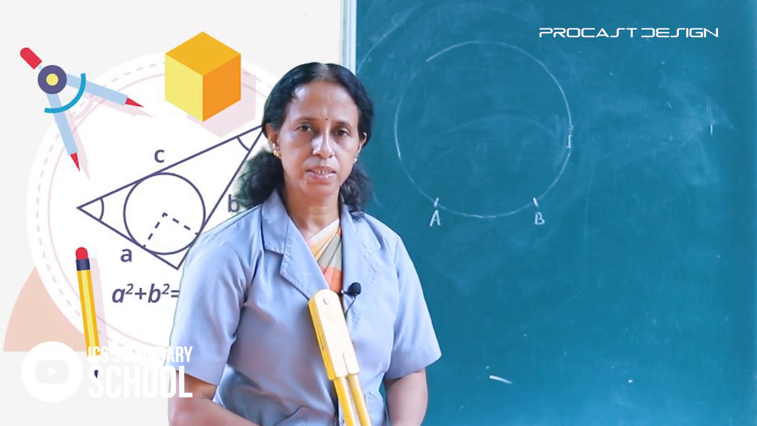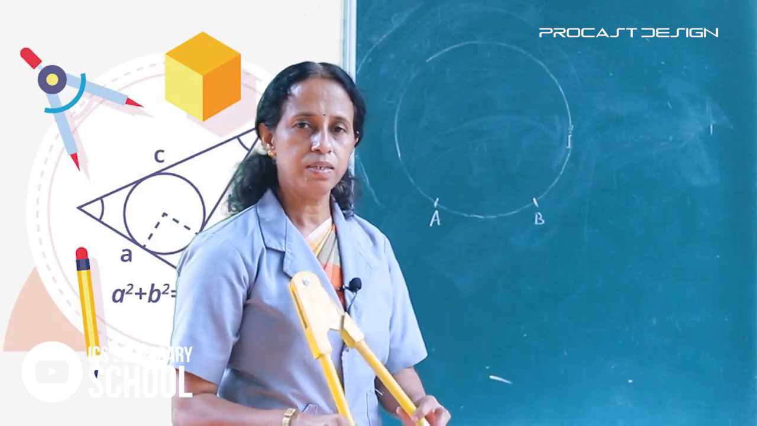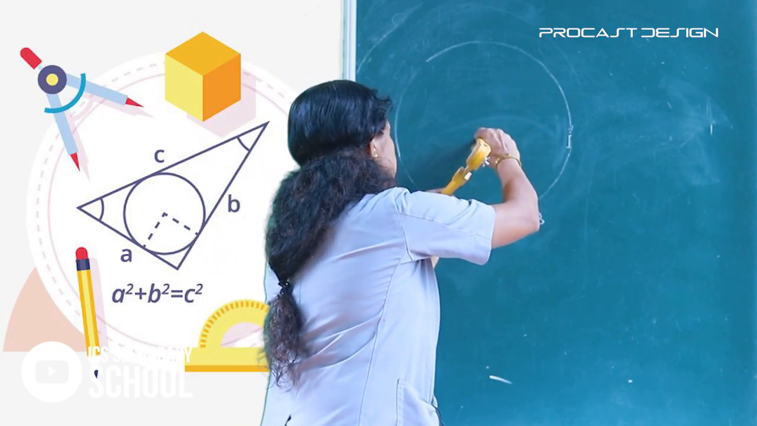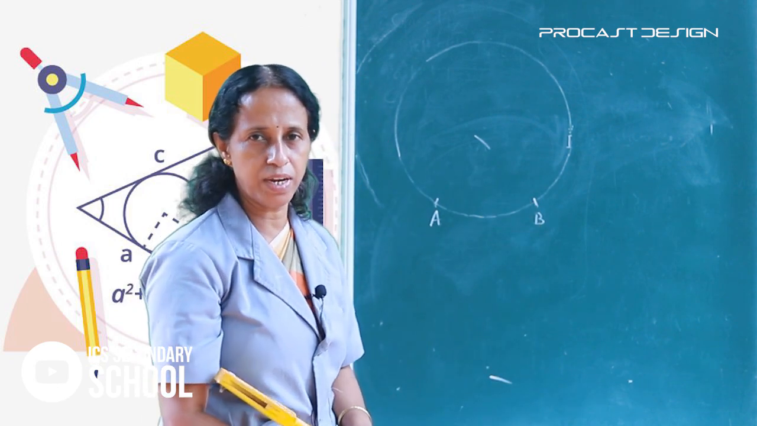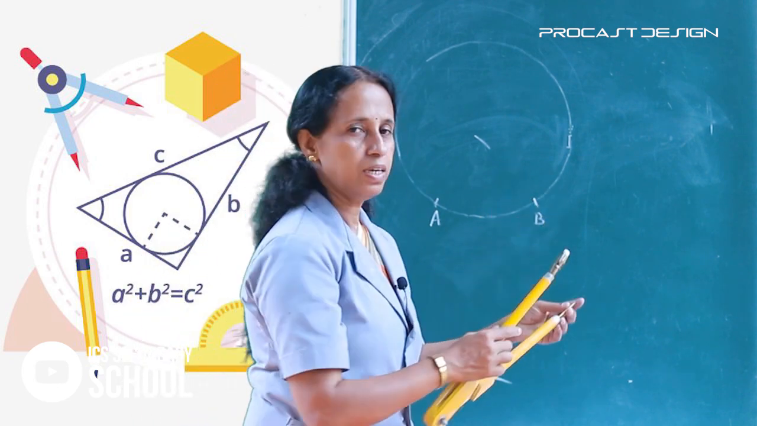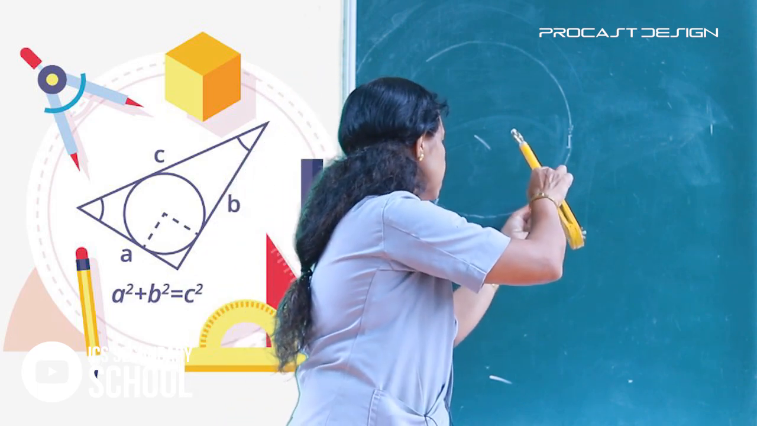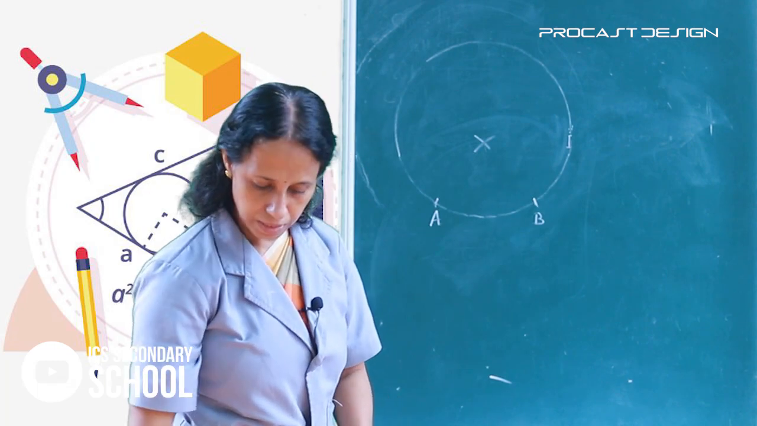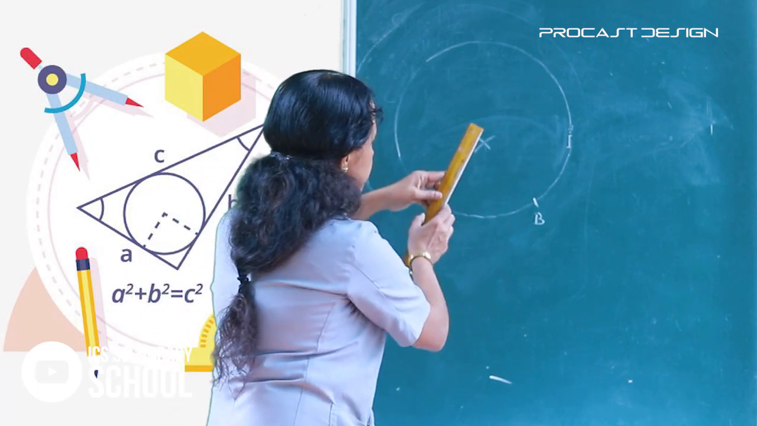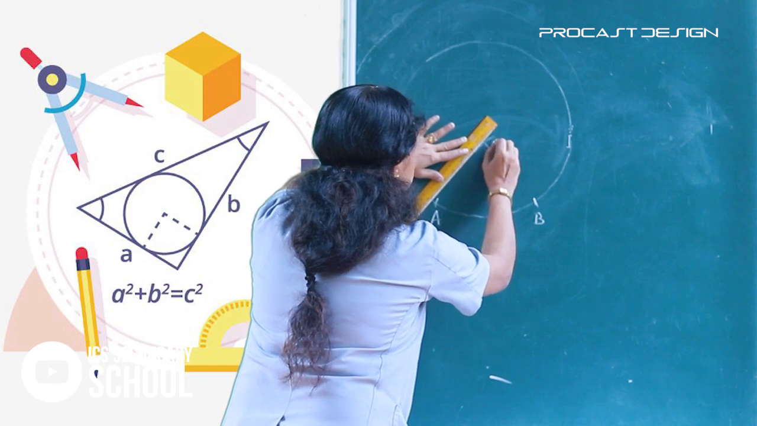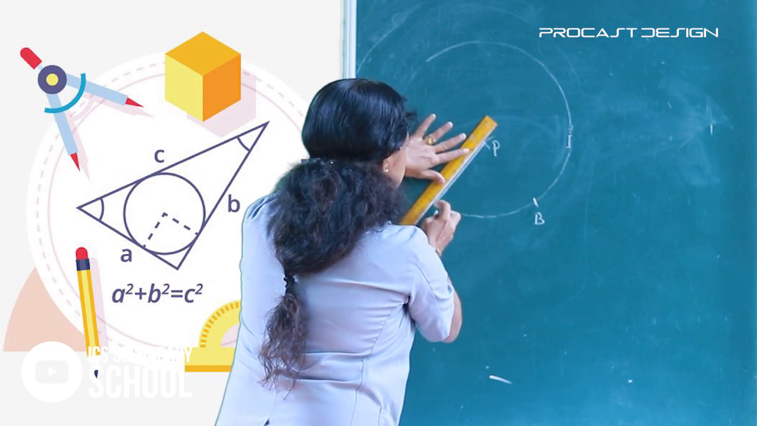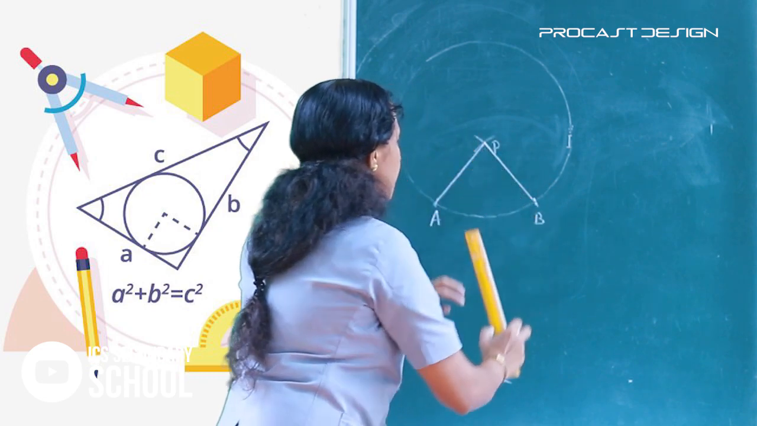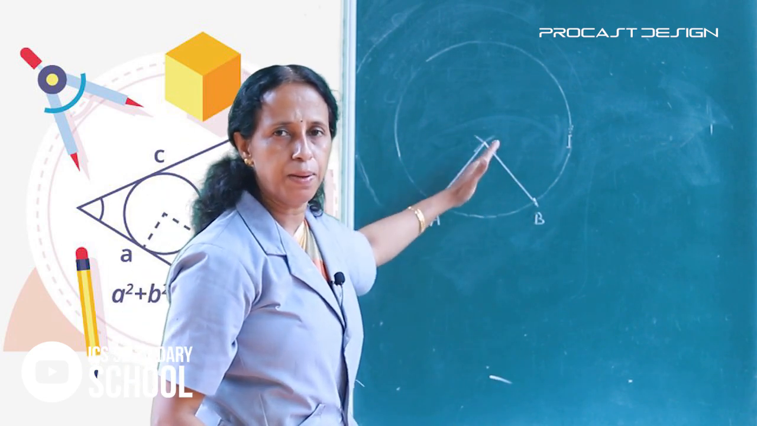Then take the compass and mark a point. Draw an arc, and in the same measure draw another arc at B. Then connect P to A and P to B.